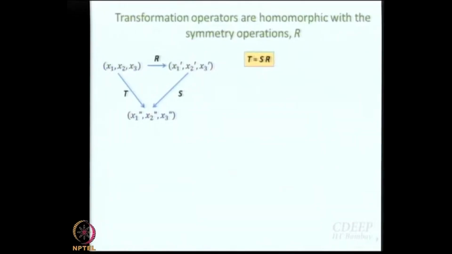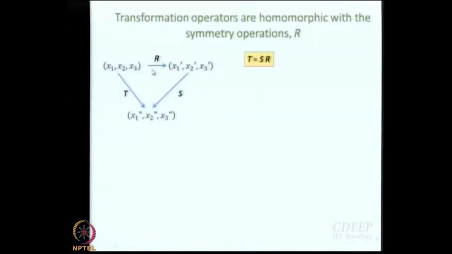Transformation operators are homomorphic with symmetry operations. What is the meaning of homomorphic? Similar structure. So that means if you work out the group multiplication table, they should be of similar structure. Okay. Let us start with this. Let us do the derivation and see where we get. Let us say S, R, T are once again 3 operations and T equals SR. That means if you start with this coordinate system x1, x2, x3, perform the R operation, you get, let us say, x1 dash, x2 dash, x3 dash.